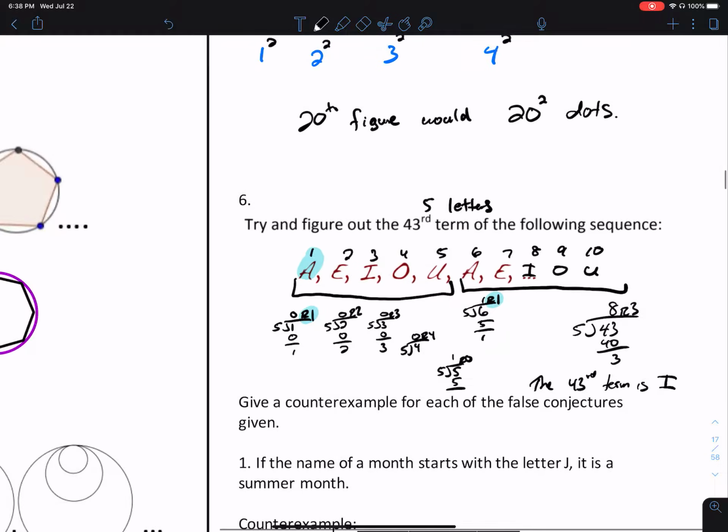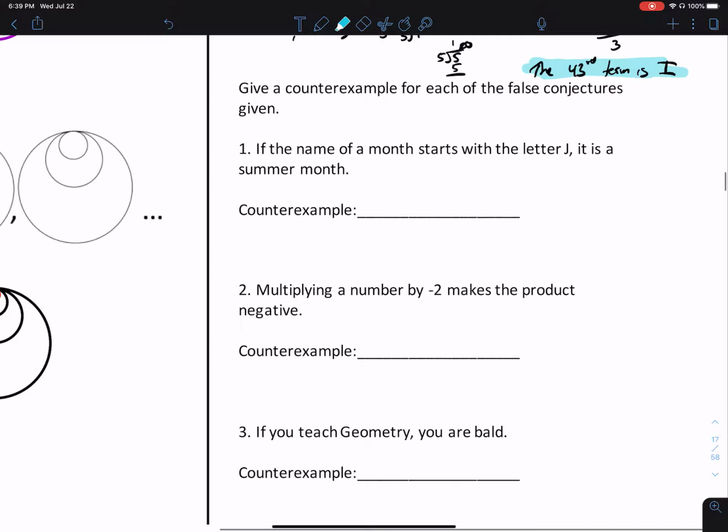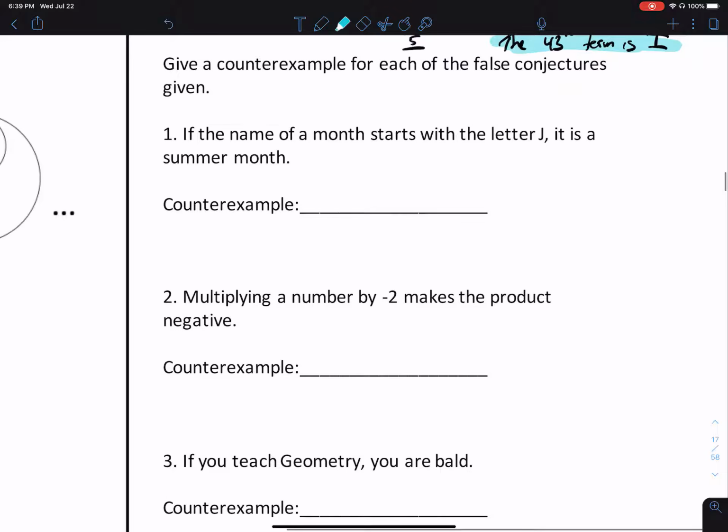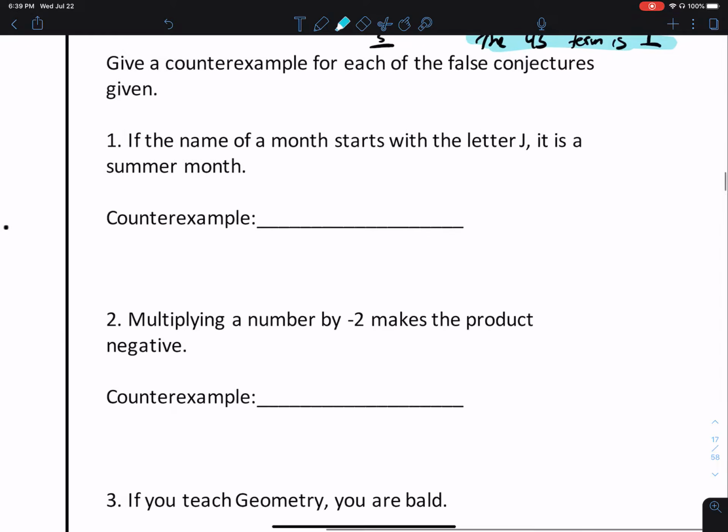You probably noticed in the last 2 problems, I wrote sentence answers. There are times when sentence answers are appropriate, and most of the time that's appropriate when the problem is a word problem. That's a problem, it has words in it. Give a counterexample for each of the following, for each of the false conjectures given.